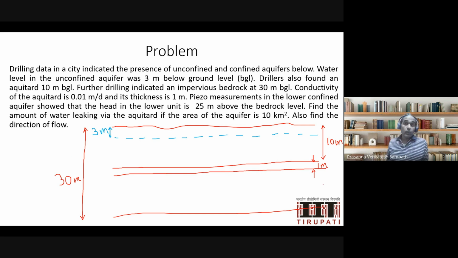So now I've got the entire picture more or less. Piezometric measurements in the lower confined aquifer showed that the head in the lower aquifer is 25 meters above the bedrock level. Now I'm going to use a different color for the piezometric measurement. So this blue line is the water table, and this is the piezometric measurement, which is 25 meters above. So this is 3 meters, this is 30, so this should be 27, which means 25 will be below that, right? So it will be somewhere here.